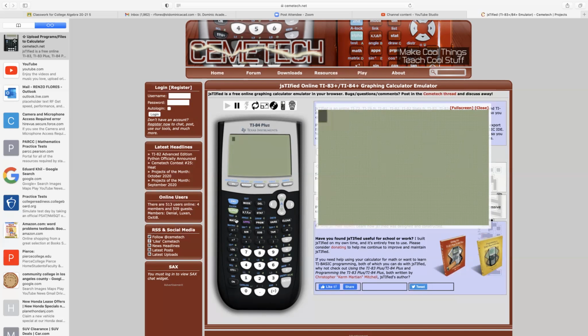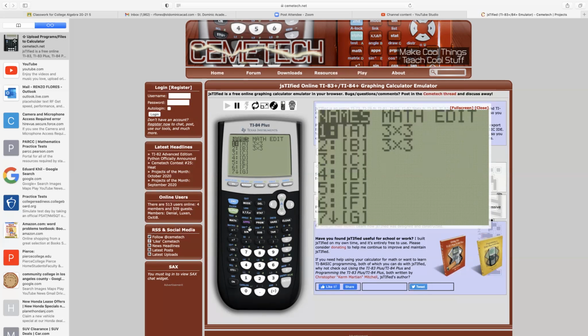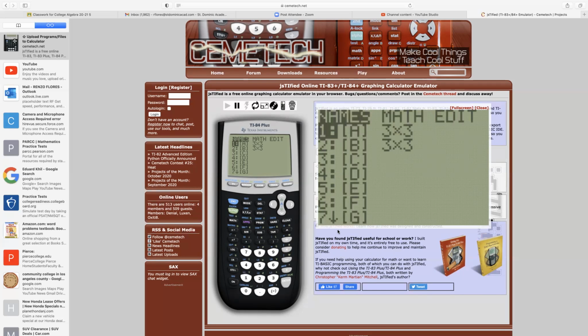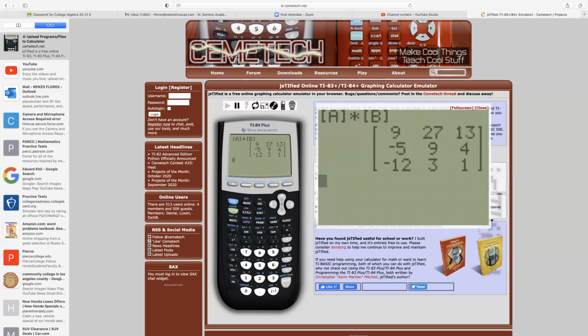Okay, second matrix. I'm going to choose the first one, right? And then I'm going to put times second matrix. I already have another matrix, right? I have B. Okay, so I can click on that, and that will give me the matrix multiplication, or the dot product, right? Row 1, column 1, row 1, column 2, row 1, column 3, and so on and so on.